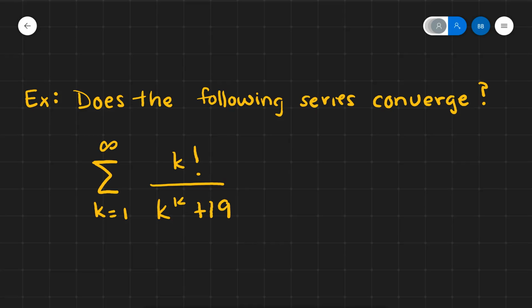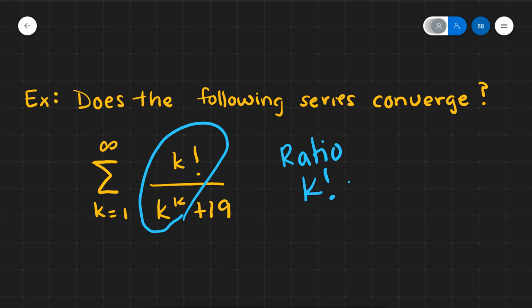We've spent a lot of time talking about different convergence tests, so now we want to focus on how to tell which convergence test we should use, and how to deal with problems that require more than one type of convergence test. So here, for example, we have k factorial over k to the k plus 19. Normally, for something that just involved these two terms, we would use a ratio test because the k factorial is pointing us in that direction.